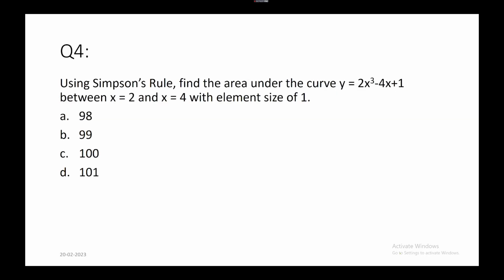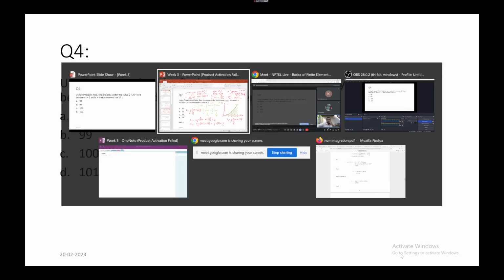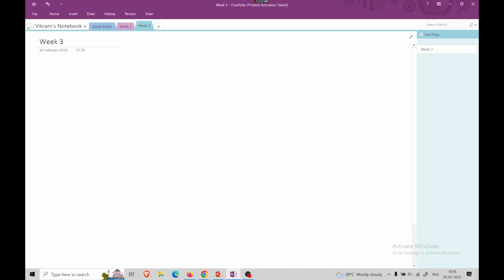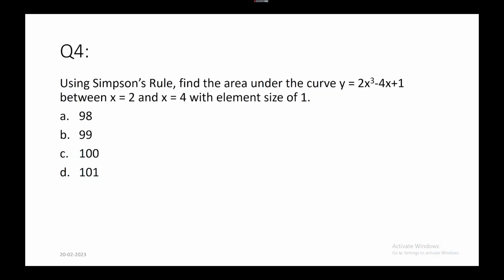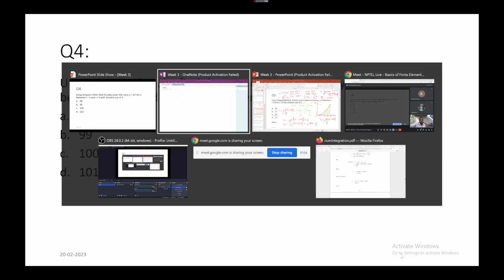We'll go to the next one. This is a numerical. Using Simpson's rule, find the area under the curve y equal to 2x cube minus 4x plus 1 between x equal to 2 and x equal to 4 with element size of 1. I'll note down this question. I'll go to OneNote for writing, as that is more comfortable. If you want, it's Alt tab.